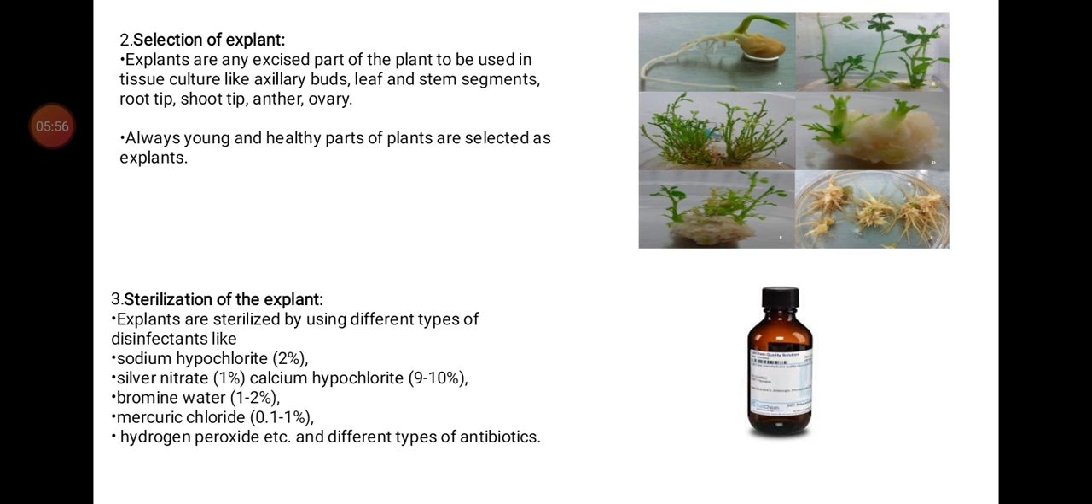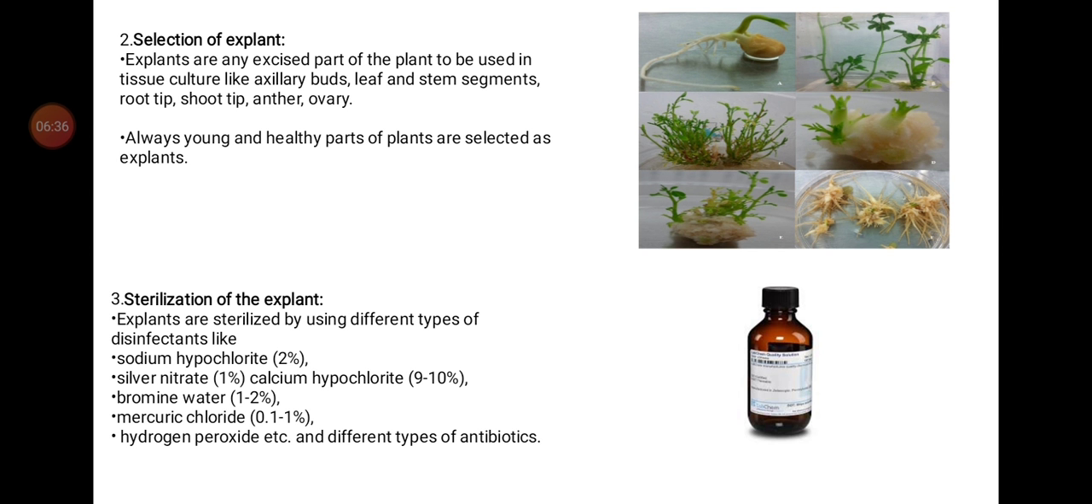Now, selection of the explant. Explants may be any part of the plant, such as root tip, shoot tip, anther, ovule or ovary. As you can see in the picture, some root tips and shoot tips can be seen.